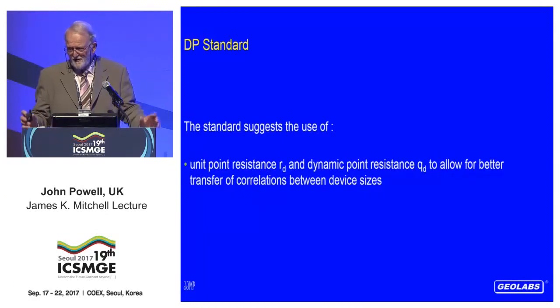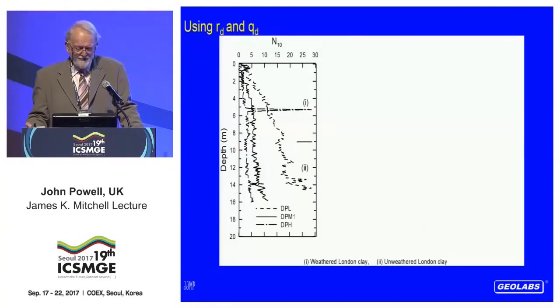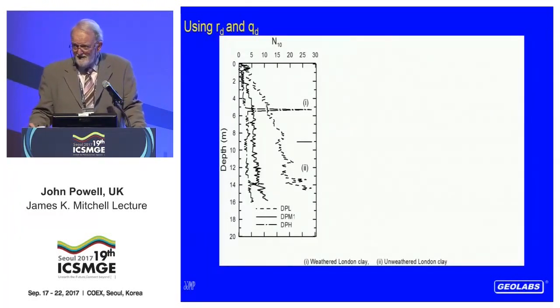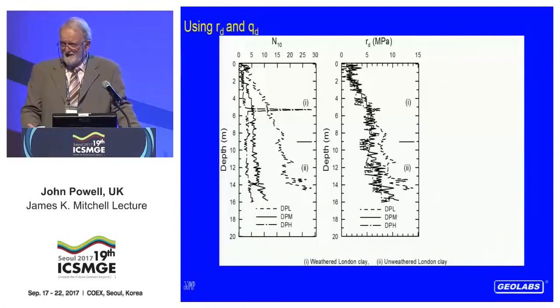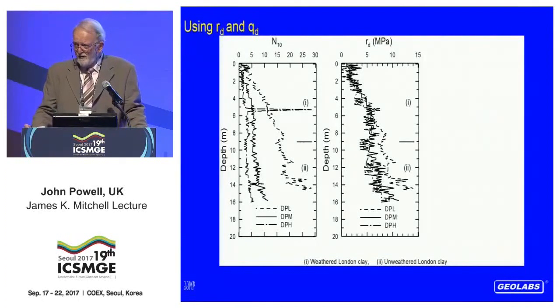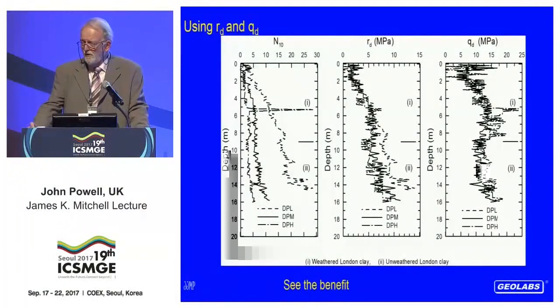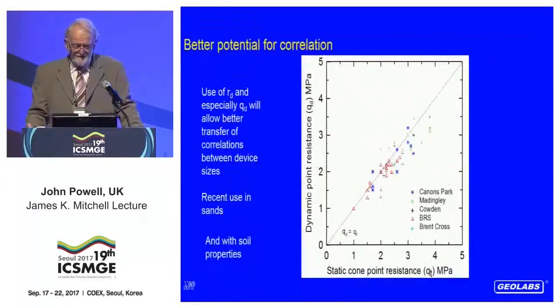I'm not going to show you the equations for that, we haven't got time, but just to show you what that means, here we've got a profile with a light DP, a medium DP, and a heavy DP, the N10, the blow counts, and you can see 3 different profiles. If we reprocess these into RD, you can see that things are starting to come together. And if we use QD, it doesn't matter what configuration we use, we still get a similar result. So surely QD is a far better way forward for correlation purposes in the future.